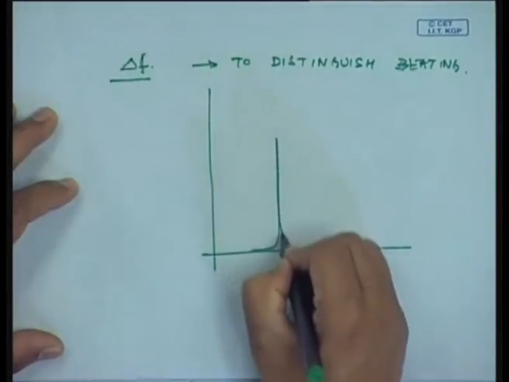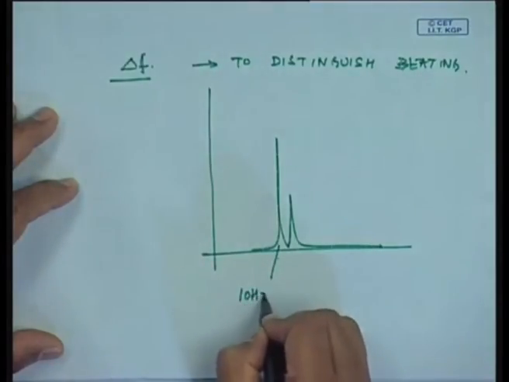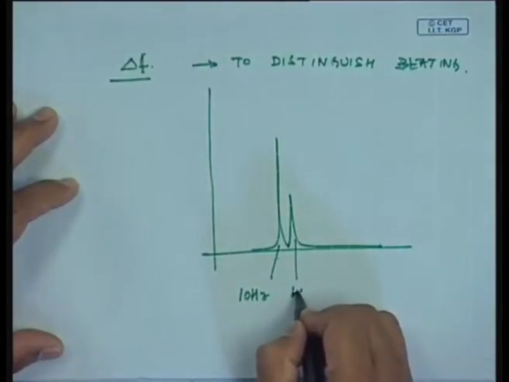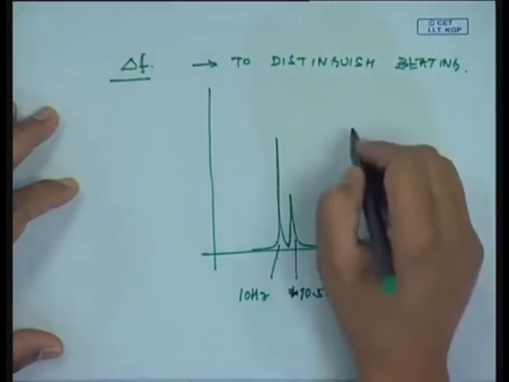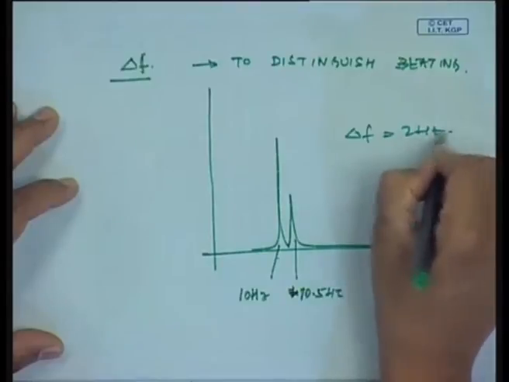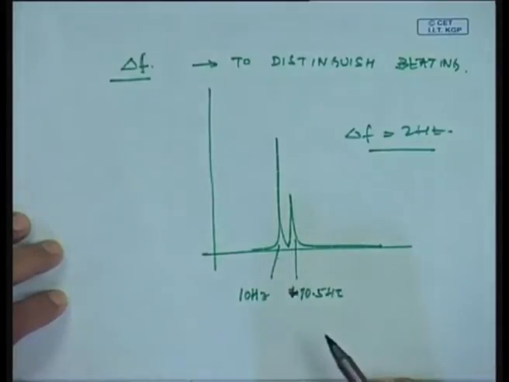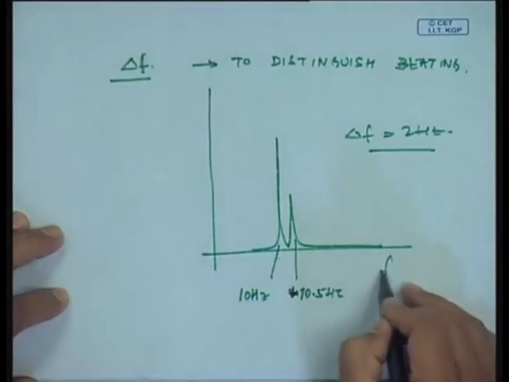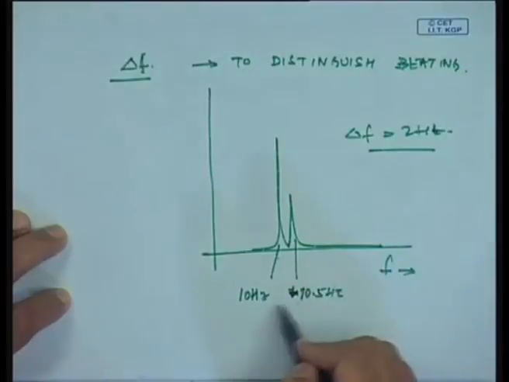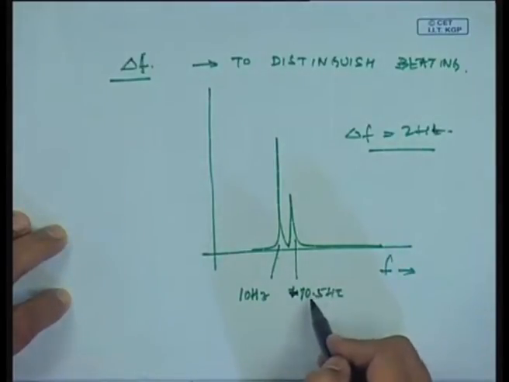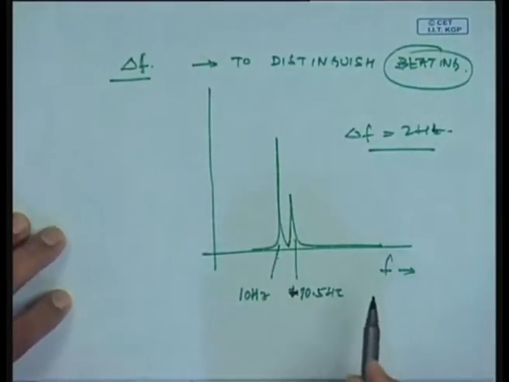Suppose I have one signal at 10 hertz and another at 10.5 hertz. If my delta f is 2 hertz, I am never able to distinguish between these two signals, isn't it? But these signals would have created beating. So, in my frequency domain, I can very easily miss this if delta f is kept at 2 hertz. If delta f was equal to or less than 0.5 hertz, I will be able to distinguish them. So, that is the problem while doing frequency analysis to identify beating.